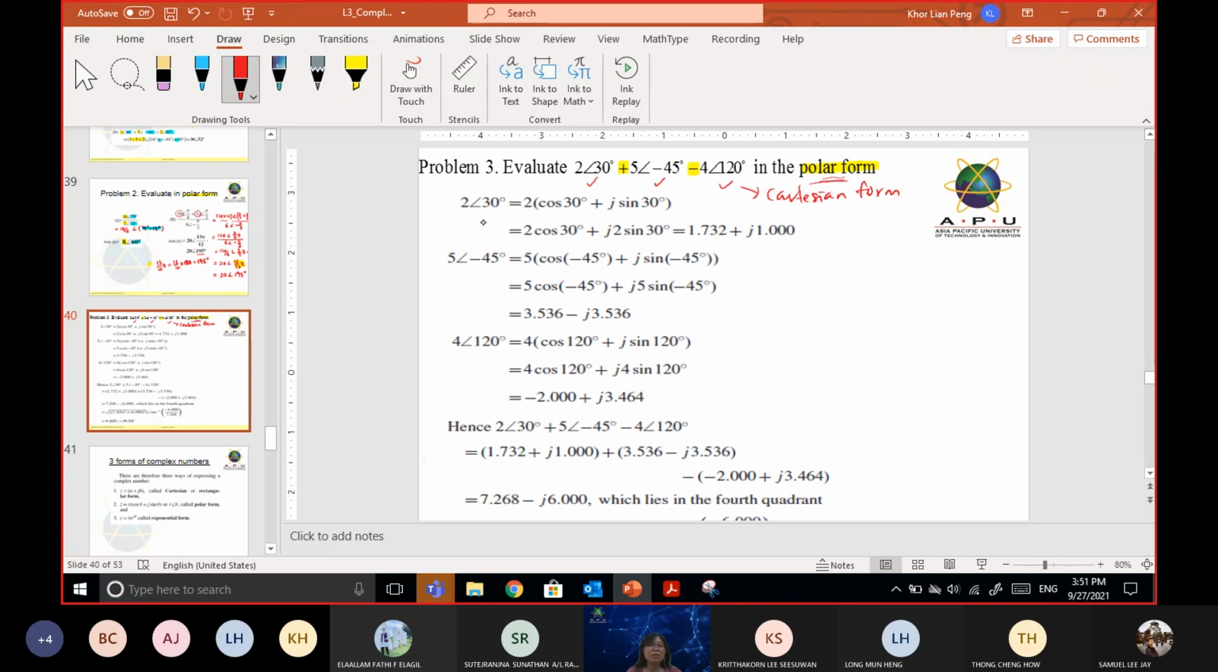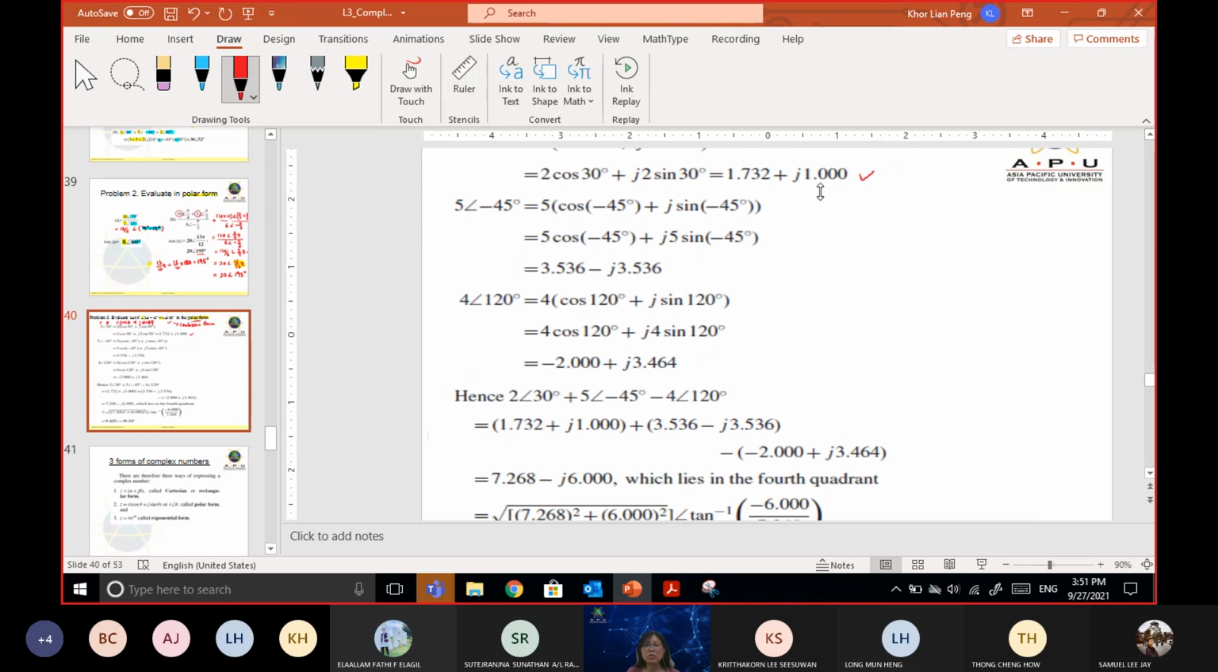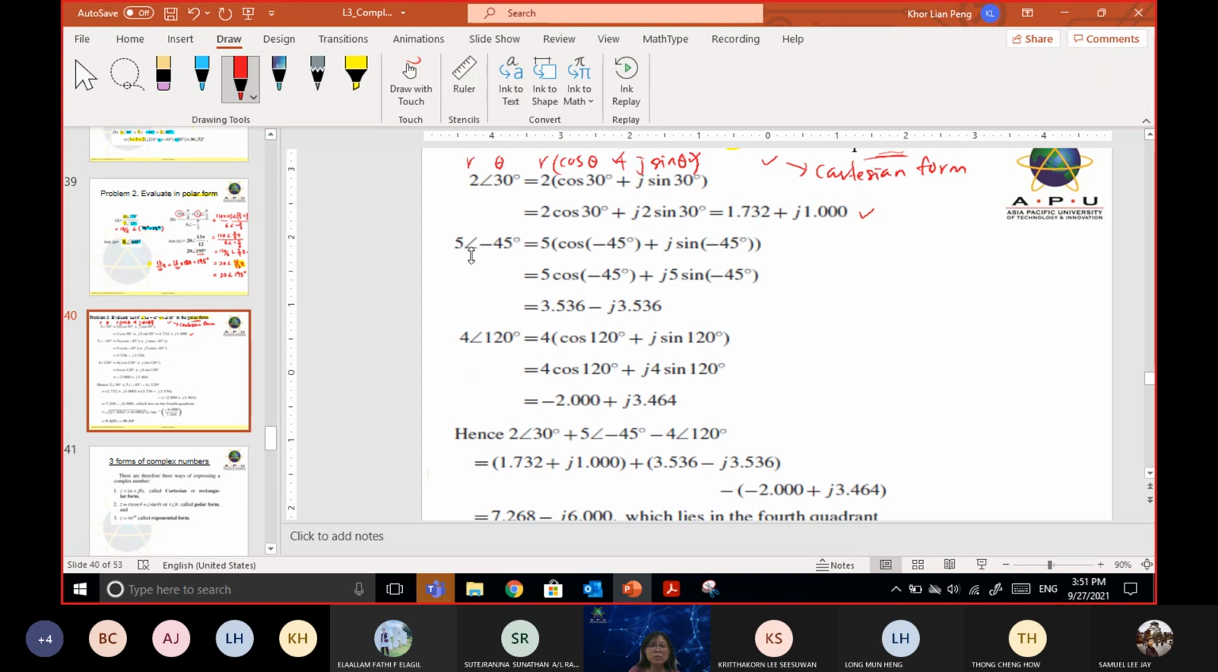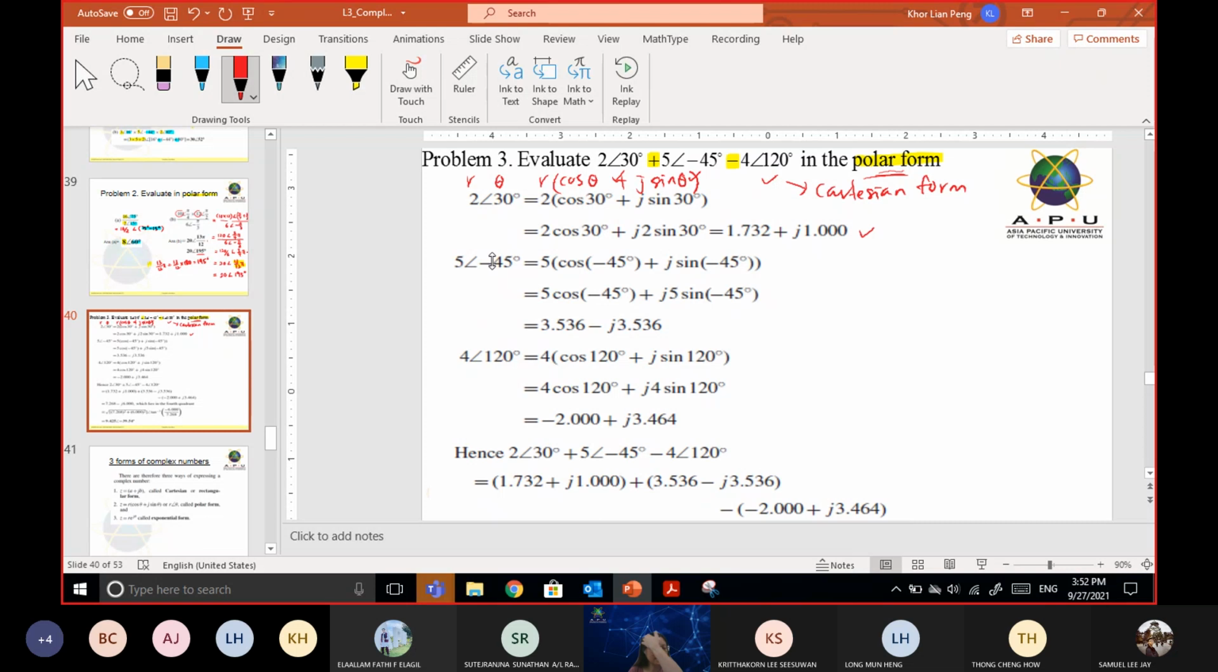Now for the first one, 2 angle 30 degrees, this is r, this is theta. We just apply r cos theta plus j r sine theta. We always use this to put it in Cartesian form. That means 2 cos 30 plus j 2 sine 30, and you get 1.732 plus 1j. Then the second complex number, 5 angle negative 45 degrees. You just directly plug into the formula, calculating 5 cos negative 45 degrees and 5 sine negative 45. So you get 3.536 minus j 3.536. Then for the next one, 4 angle 120, also the same. You just plug into the formula.